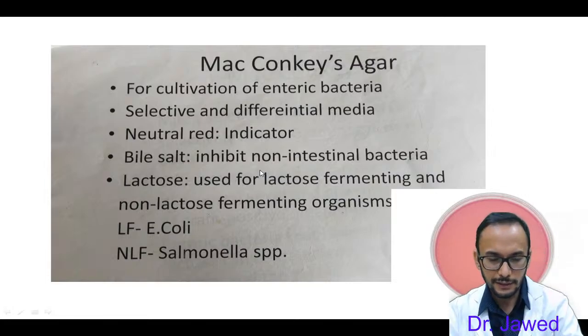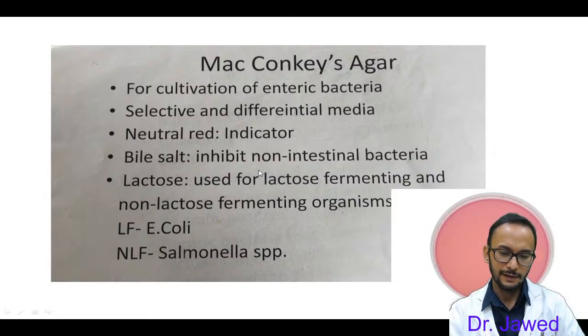So next is MacConkey agar. MacConkey agar is a differential agar and it's a semi-selective agar. It differentiates organisms into lactose fermenting and non-lactose fermenting organisms. Plus it is mildly selective because it inhibits the gram-positive organisms or gram-positive commensals. Here we are using the indicator neutral red, and bile salts are the selective agent which inhibits the non-intestinal bacteria or gram-positive organisms.